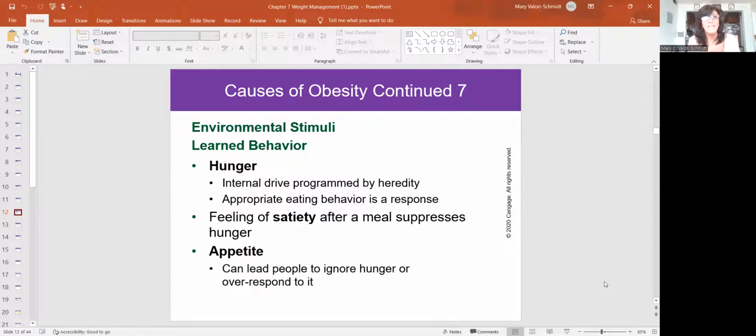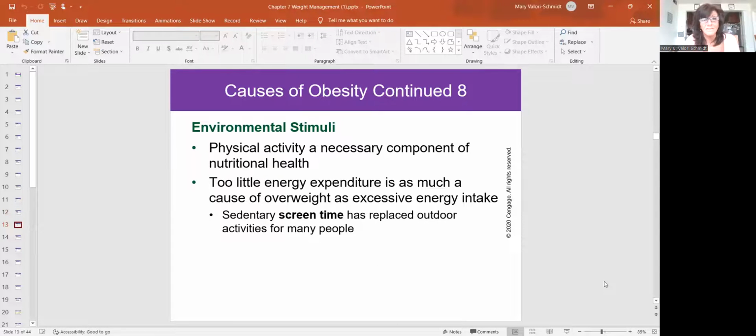So that's a learned behavior. In other words, okay, I may not be hungry, but I want something. I need to eat something. And that could be for psychological reasons, lots of different reasons.